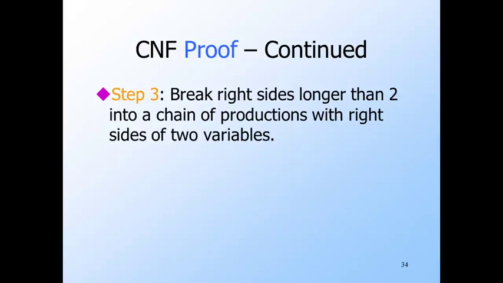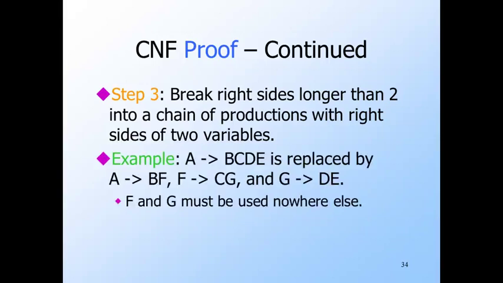If exactly two, that's great because that's what CNF requires. But if a body consists of three or more variables, we have to break the body into pieces by using new variables that appear nowhere else. An example should make the idea clear. If we have a production A goes to B, C, D, E, then we need two new variables, say F and G, and they are used only for this production. They may not appear in the new grammar except as we describe here. In general, if the body consists of n variables, we need n minus 2 new variables.